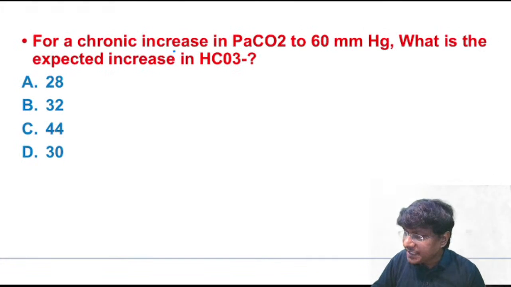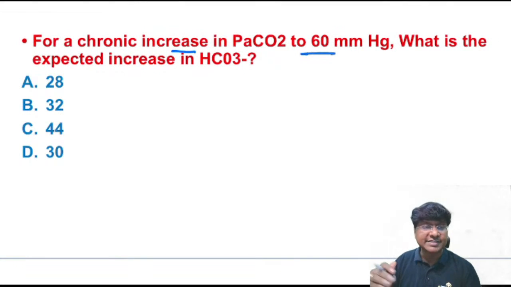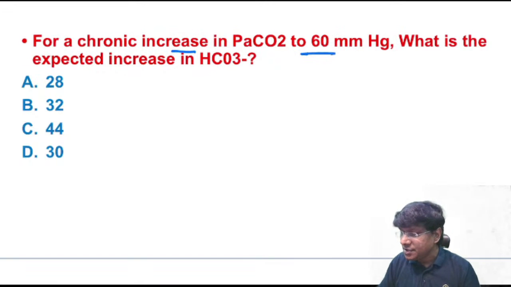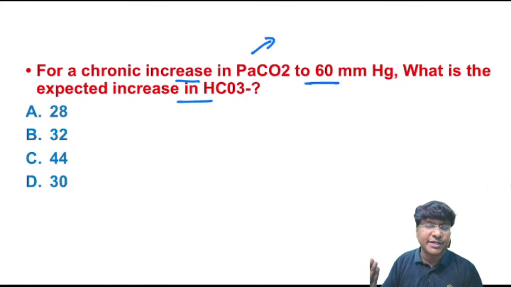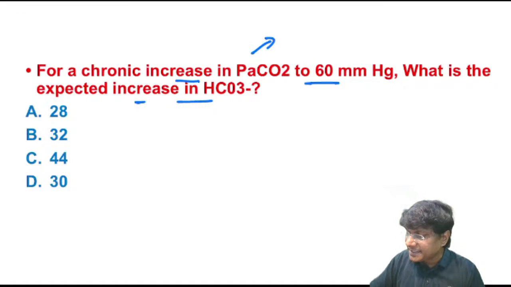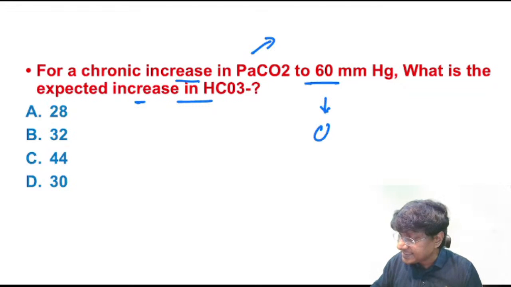for a chronic increase in your partial pressure of carbon dioxide to 60 millimeters of mercury, what is the expected increase in your bicarbonate? So what do you mean by the word chronic? That means the carbon dioxide elevated to 60 millimeters of mercury has been there in the individual for a prolonged period of time, right? So what do we call this now? This we call chronic respiratory acidosis.